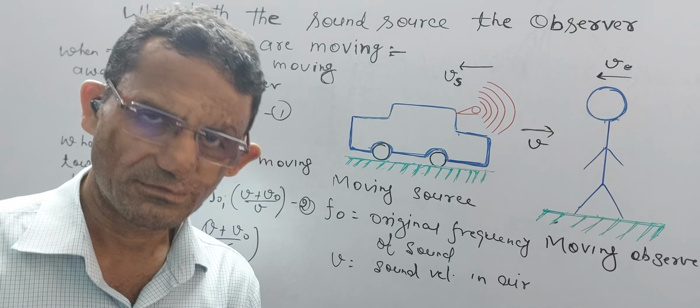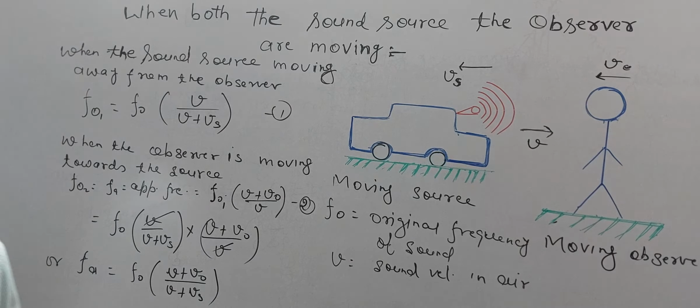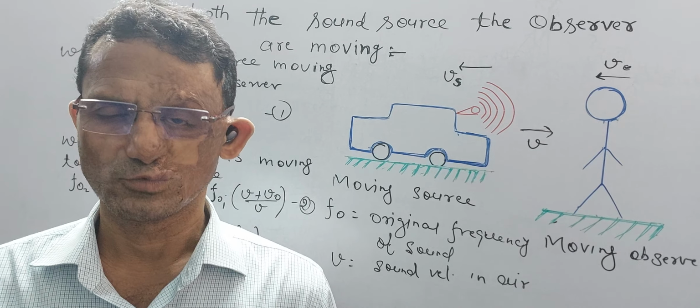Now let us do some numericals on these two formulas when both observer and source are moving.